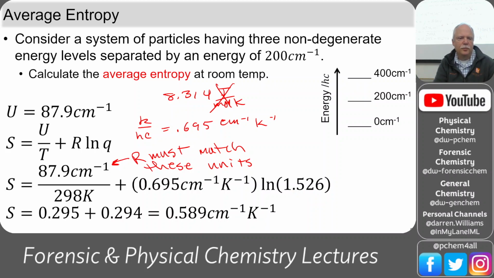So here are the two pieces, 0.295 from the first piece, 0.294 from the second piece. We get 0.589 wave numbers per Kelvin. So that's our entropy for this system. Any questions on this one? Okay.